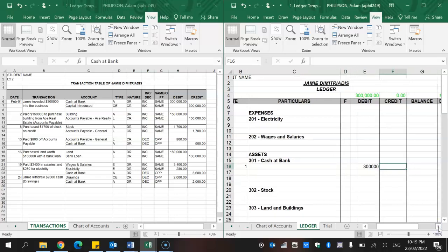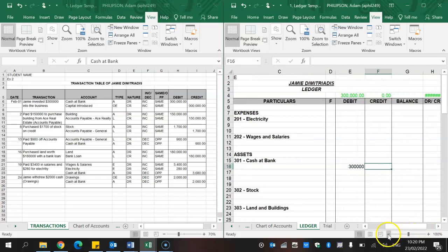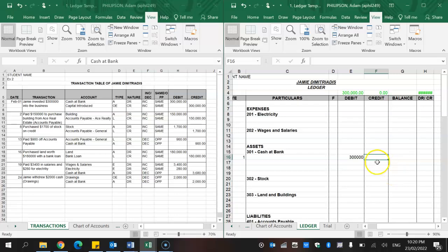And what we do is we work our way along here. I might just shrink mine down a little bit. And we need a balance for the account. So because we've put $300,000 into the debit column, our balance is going to be $300,000, and the balance of that account is $300,000 debit.